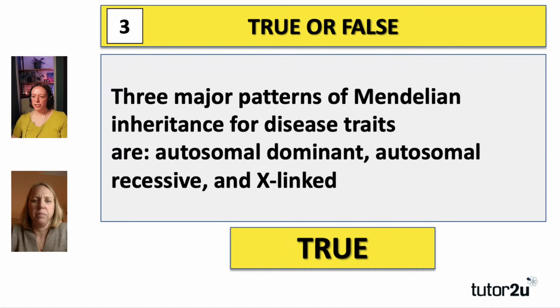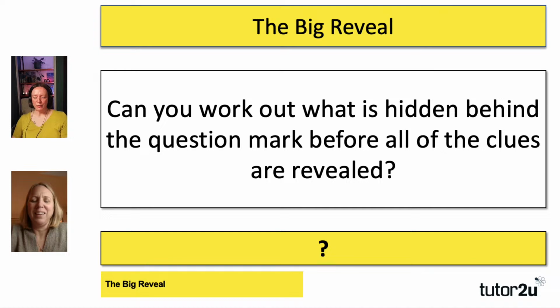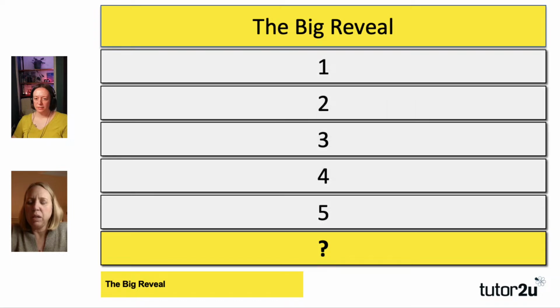Okay, I think over to you now, Lynn, for some clues. So we're going to do our big reveal. We want you to work out what's hidden behind the question mark before we reveal all of the clues. So we're going to take it in turns to reveal, and as you think you might get it, pop it into the chat. Am I right in saying that these are all conditions? Liz, does that help people? Yeah, a little bit. So to get you off the starting block, think about conditions.